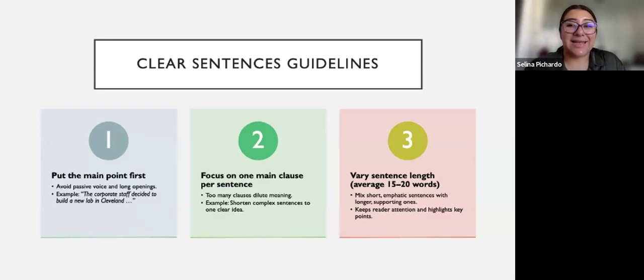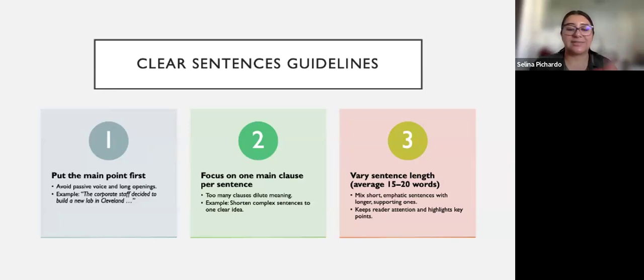So, some guidelines about how to write clear sentences. The number one is always put the main point first. What are you trying to drive home? And you want to avoid passive voice and long, flowery openings. We will get to passive voice. But for example, right here, the first part I gave you is an example of a clear, concise sentence.